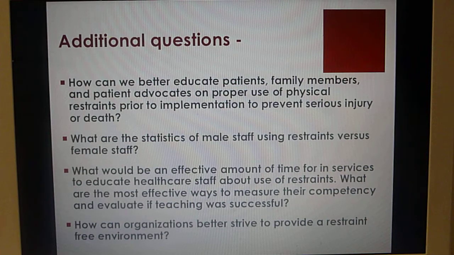And here are some additional questions. How can we better educate patients, family members, and patient advocates on proper use of physical restraints prior to implementation to prevent serious injury or death? What are the statistics of male staff using restraints versus female staff? What would be an effective amount of time for in-services to educate healthcare staff about use of restraints? What are the most effective ways to measure their competency and evaluate if teaching was successful? And how can organizations better strive to provide a restraint-free environment?